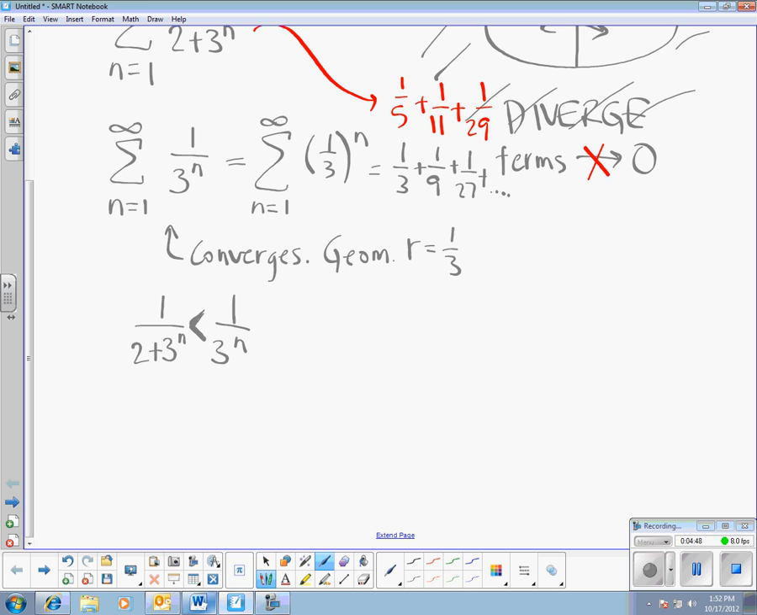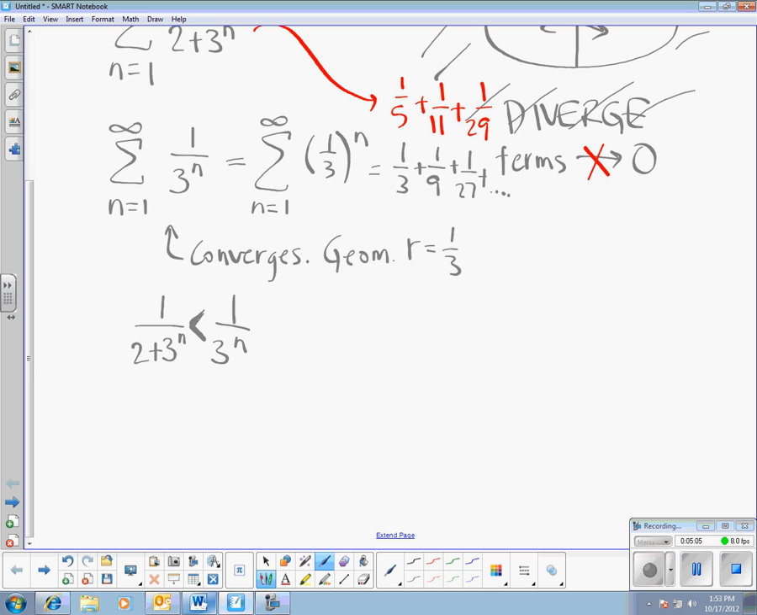I can even add this one up. It's geometric, so I could find its sum. I'm not going to do that right now because that's not the point, but I do know that it converges to some finite amount. It doesn't add up to infinity. And I know that my current series is smaller than it, so that it converges as well.